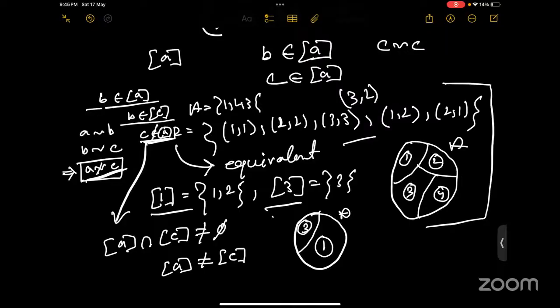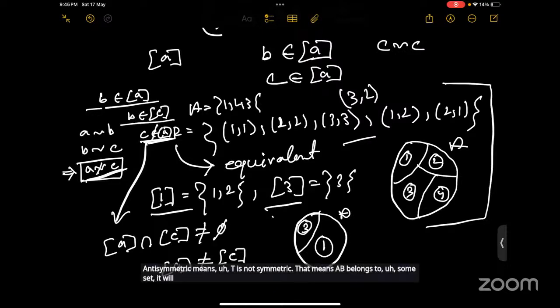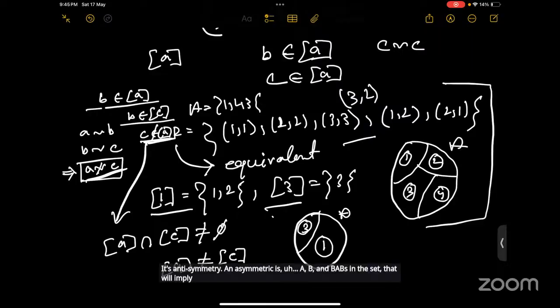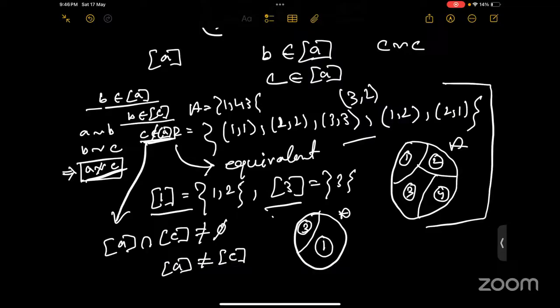Yes, ma'am. And ma'am, when can we say antisymmetric? Antisymmetric means it is not symmetric. That means if (A, B) belongs to some set, it will imply (B, A) does not belong to the set. It's antisymmetric. And asymmetric is: (A, B) and (B, A) are in the set, that will imply A equals B. Antisymmetric and asymmetric are not the same. Okay.